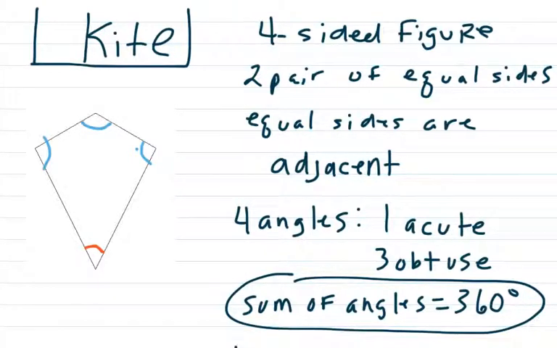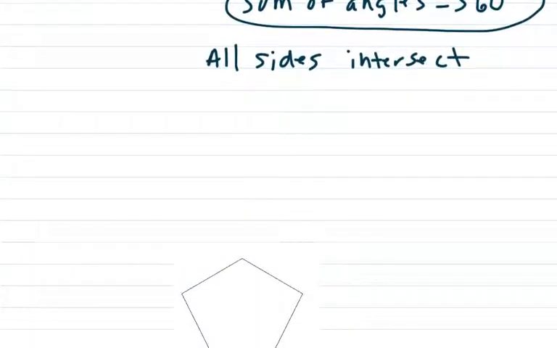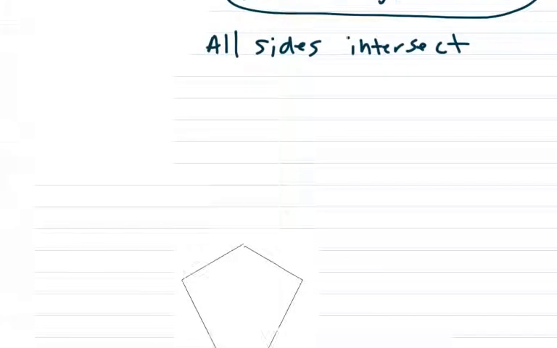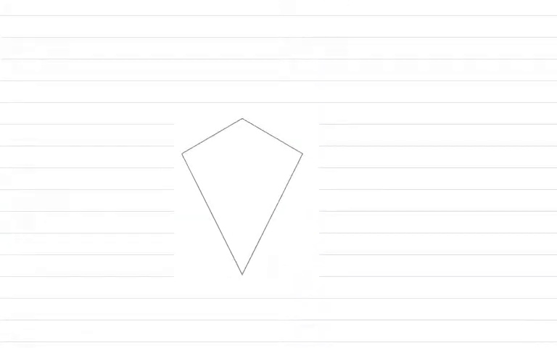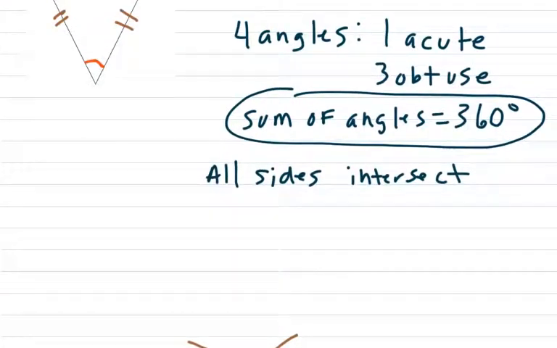Now, when they're talking about your equal sides, this side and this side are equal, and they are adjacent. That means that they are next to each other. And these two sides here are also equal, and they are next to each other. And all of the sides on a kite intersect. Again, let me show you. This here will intersect. And if I go through here and go through here, those will intersect as well.